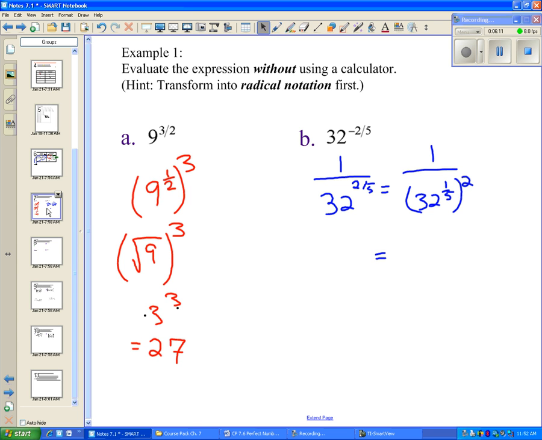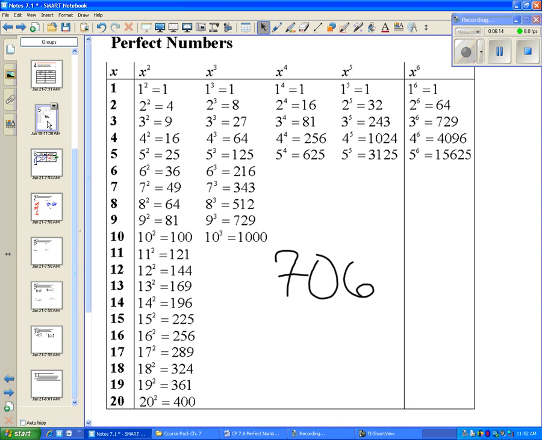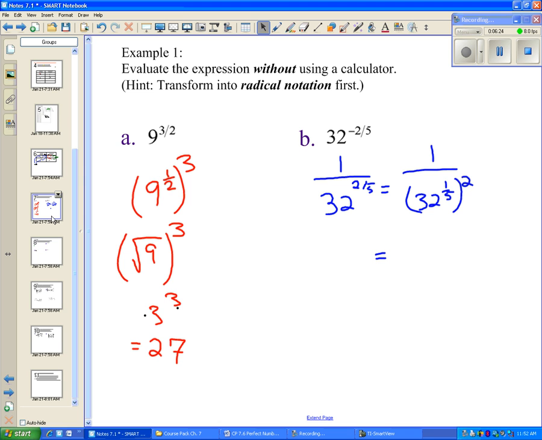Why? Well, let's flip back one page. If I go back one page and look at 2 to the 5th power, 2 to the 5th power is 32. So my purpose of taking the 5th root of 32 becomes the 5th root of 32, squared. Let's rewrite that. I made a mistake.